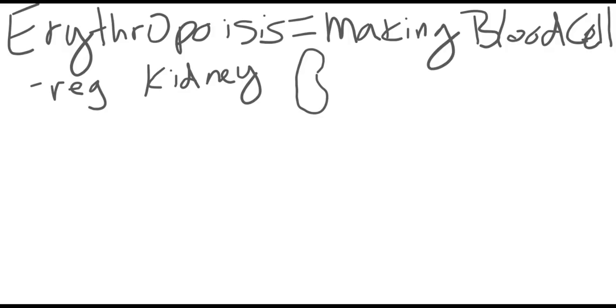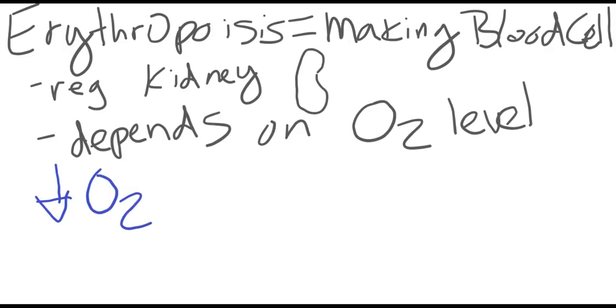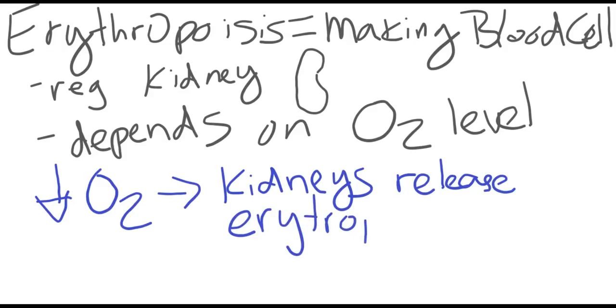This process is initiated depending on the level of oxygen inside of your body. If you are low in oxygen, what's going to happen is that the kidneys are going to secrete a protein known as erythropoietin. This is a hormone. What erythropoietin is then going to do is go to the red bone marrow.